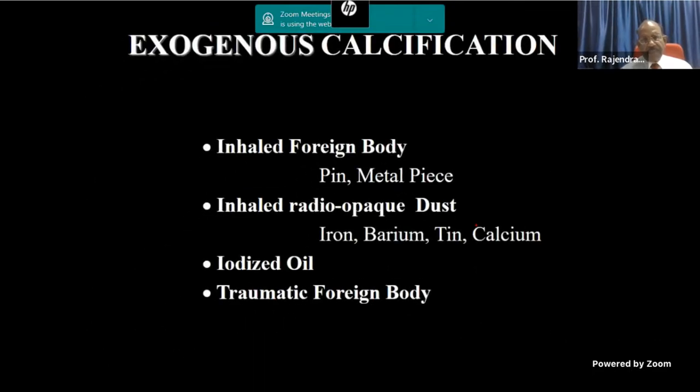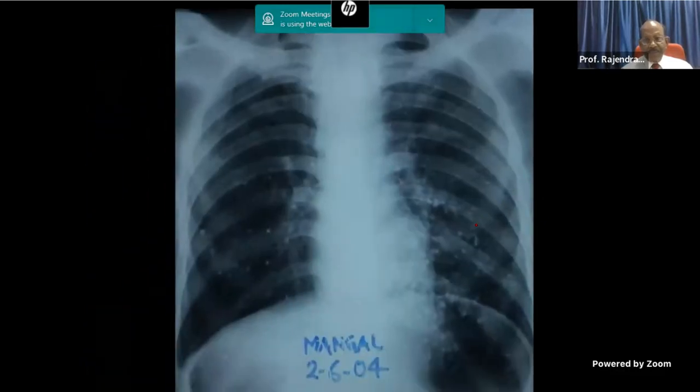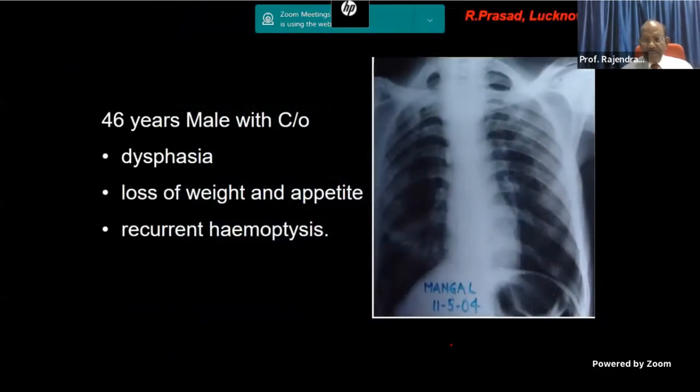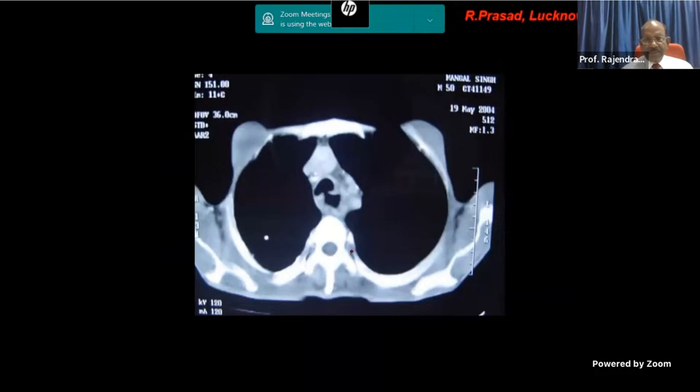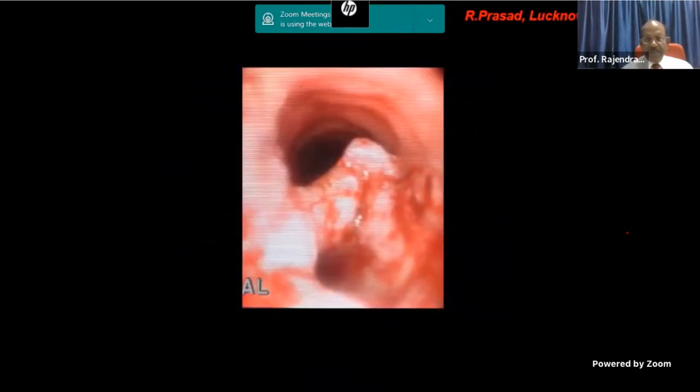Even calcification from outside, like inhaled foreign bodies, somebody has inhaled a pin, metal pieces, radioactive dyes sometimes are there, which is visible. So iodized oil, iron, a traumatic foreign body may be there. All things can be visible in the chest X-ray. This is an example. You see here multiple small hard shadows, and it was finally found that he had dysphagia. So his barium swallow was done to visualize the esophagus. Barium has gone into the tracheobronchial tree. It means there was a tracheoesophageal fistula, and the dye has reached into the bronchus. That was the bronchoscopic view. Any such type of shadow is visible.